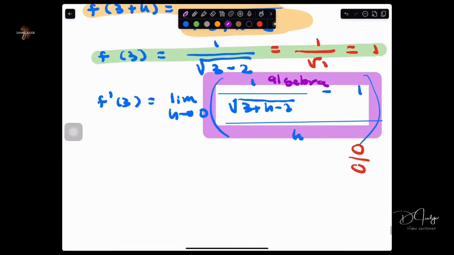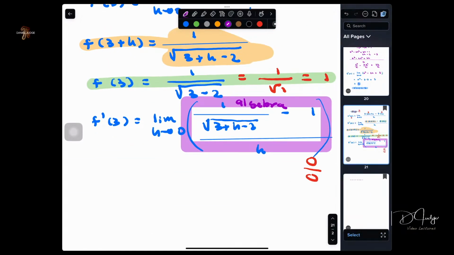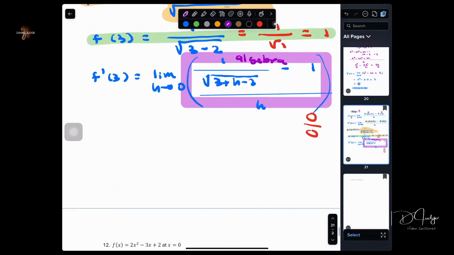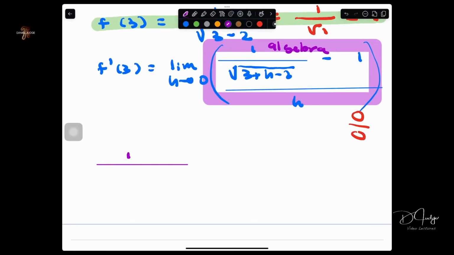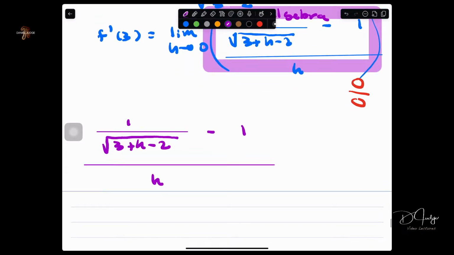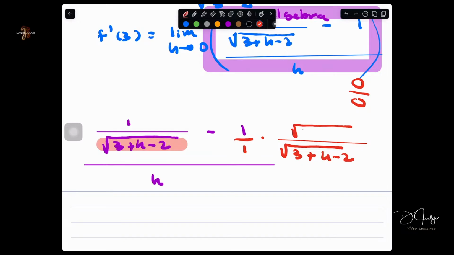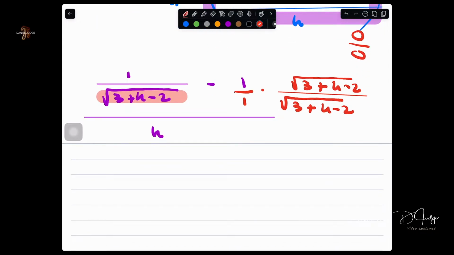All right, what's the algebra now? We need more space here. Let's do some algebra. So this is going to be 1 over the square root of 3 plus h minus 2, minus 1, everything over h. So again, you are subtracting two rationals. I just want to remind you guys, they have different denominators. We need to have the same denominator in order to subtract. So we're going to multiply the top and bottom by the square root of 3 plus h minus 2, and this whole thing is over h.